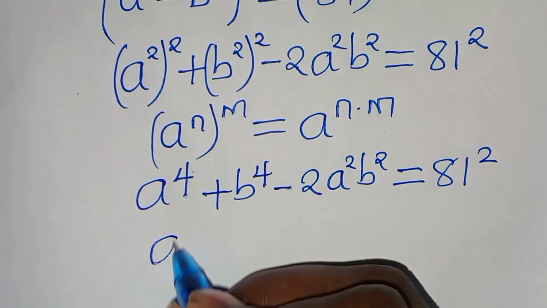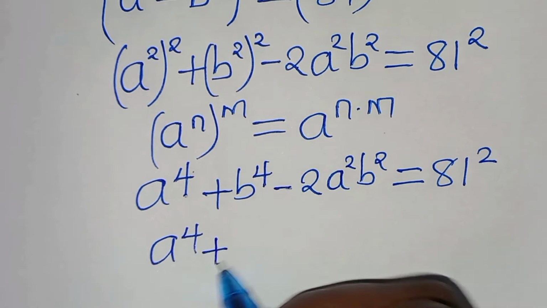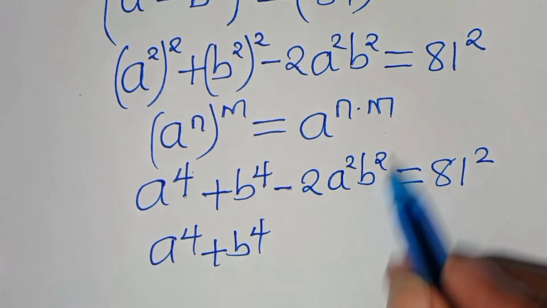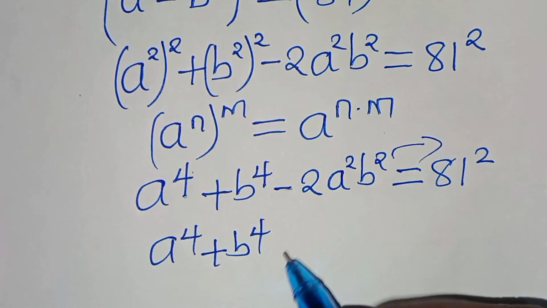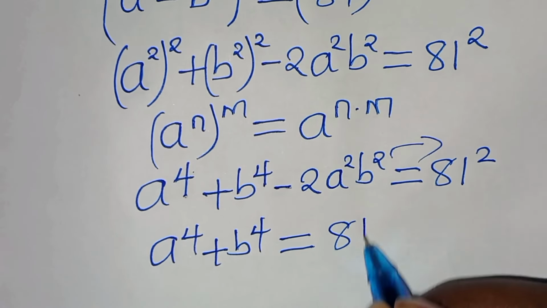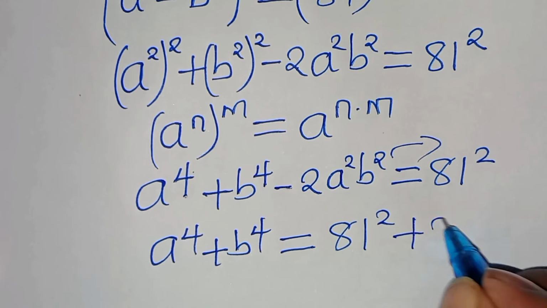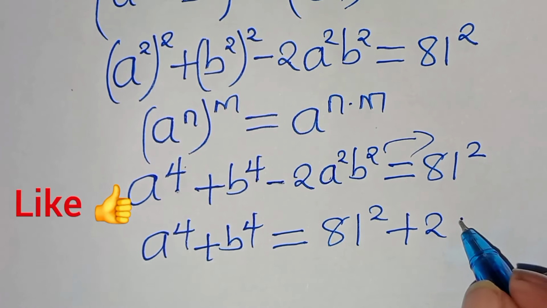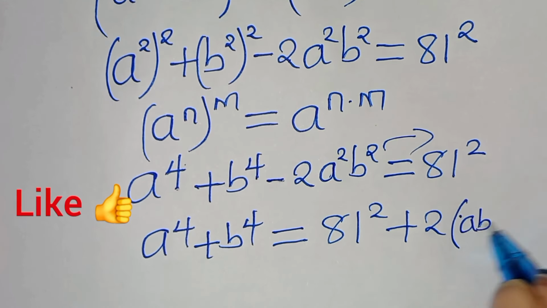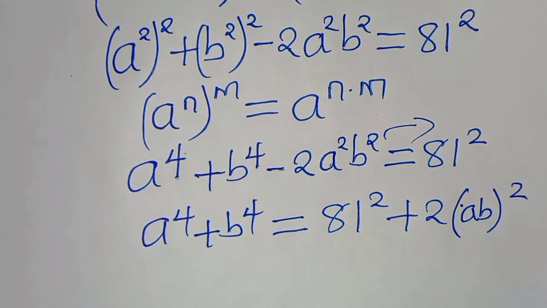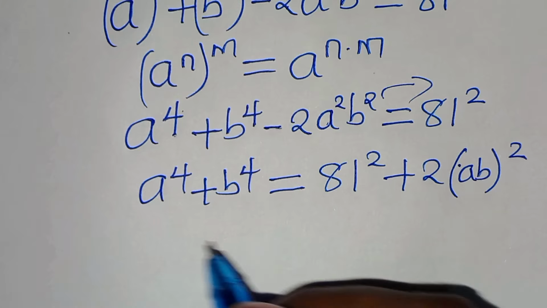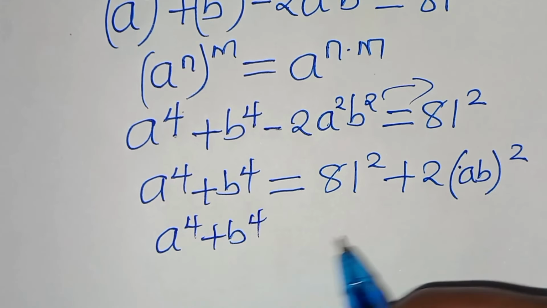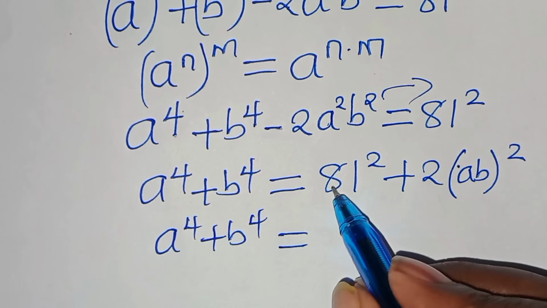Now we have a to the power of 4 plus b to the power of 4. Let's take minus 2a squared b squared to the right hand side, so that now we have 81 squared plus 2a squared b squared. We can express a squared b squared as ab raised to the power of 2. The next step is that we have a to the power of 4 plus b to the power of 4 equal to 81 squared.